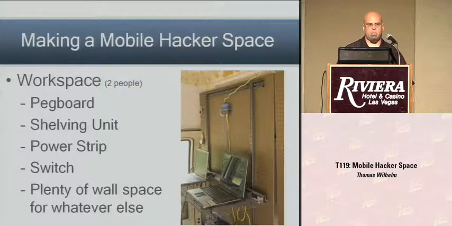The laptops connect to a hard line, and there's also wireless, so if you need to access the internet through the hard line, either for speed purposes or because you're worried about your wireless, you don't have wireless. We've dealt with that. There's shelving units. There's a power strip in there. We've got a switch. We also have access to hubs. We have a hub in there if you need it. I don't know why, but just if you need it. And we've got different routers as well. There's plenty of wall space for whatever else we need to do.